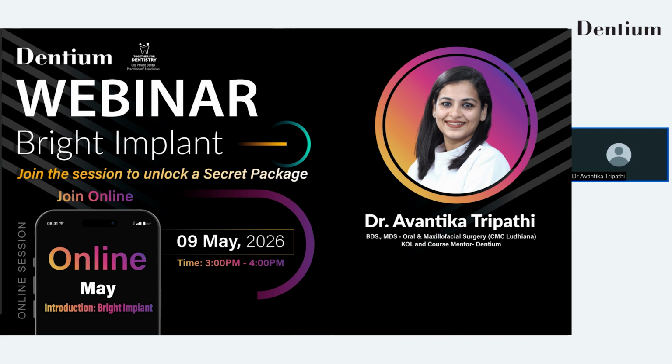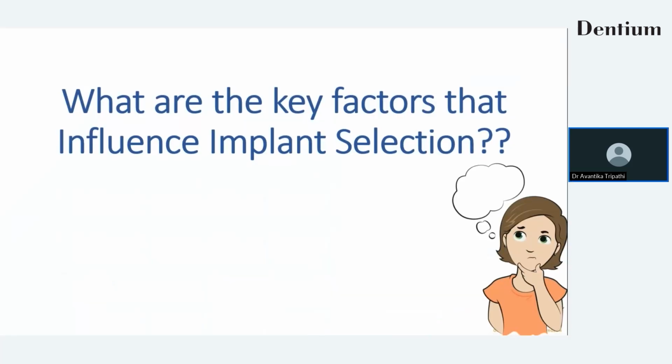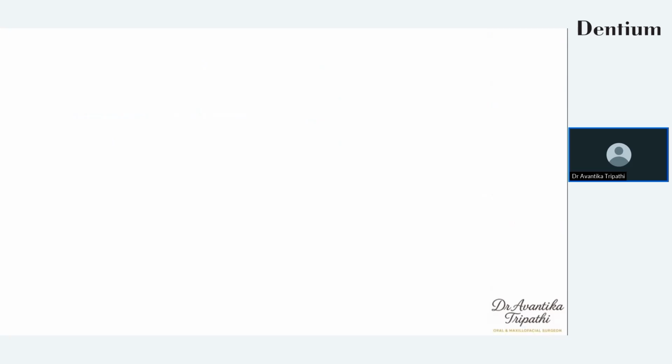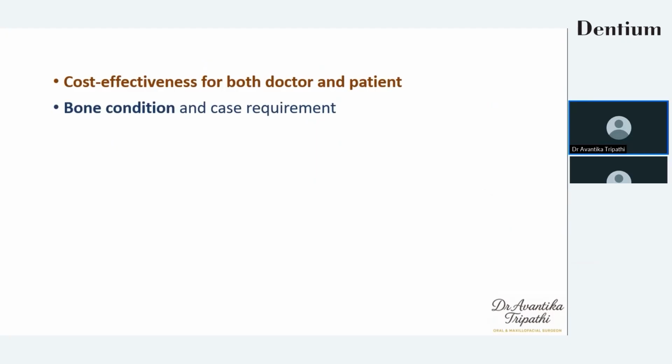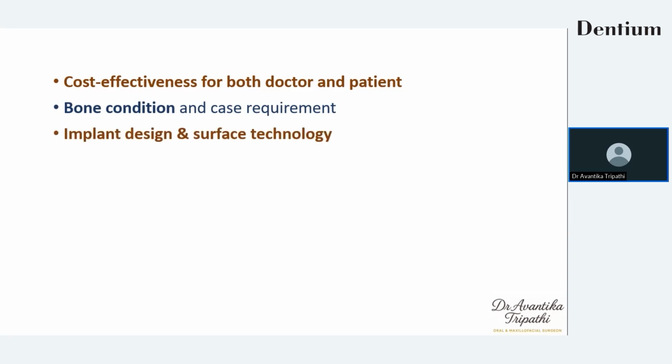Before starting, I would like to begin with a question: what are the key factors that influence implant selection? First is cost effectiveness for both doctor and patient, which means it should provide reliable clinical outcomes at an affordable cost. Next can be bone condition and case requirement, so it should be suitable for all types of bone quality. Then implant design and surface technology. It should enhance osseointegration and provide good primary stability.